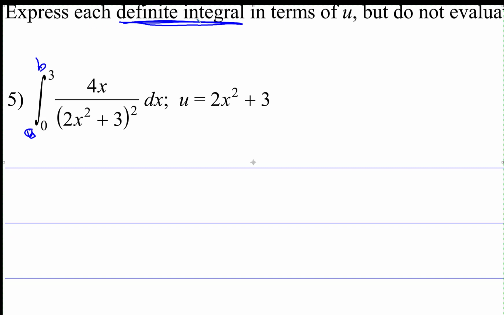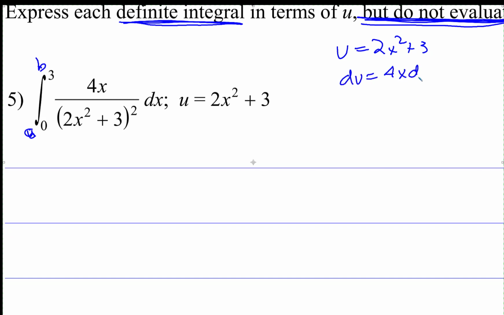Express each definite integral in terms of u, but do not evaluate. So for right now, you don't have to evaluate, but you do have to be careful. It tells us what u is. u is 2x squared plus 3, so du is 4x dx. That makes sense. However, see these lower and upper bounds? They have to be plugged.